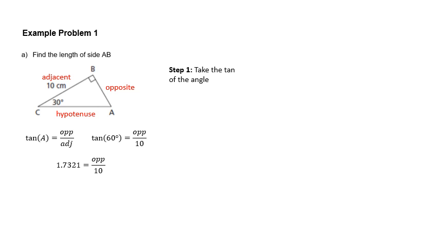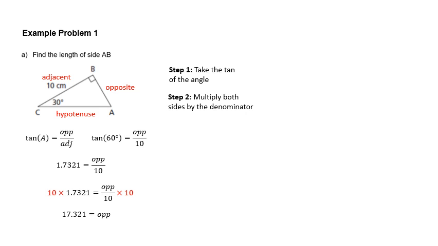Our second step is we want to get the opposite by itself, so we need to get rid of that 10, which is on the bottom in the denominator. Because it's in the bottom, it's being divided, so to get rid of it, we do the opposite, which is multiply. So we're going to multiply both sides by that denominator 10. So on the left side, you have 10 times 1.7321, and on the right side, you have opposite over 10 times 10. And on the right side, the 10 in the denominator and the 10 being multiplied will cancel each other out, so you'd just be left with opposite. And you see that 17.321 is the length of the opposite side.